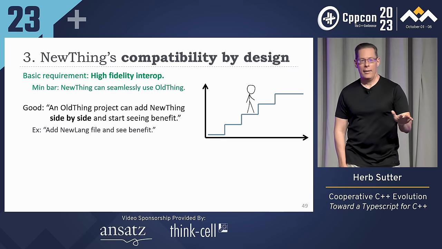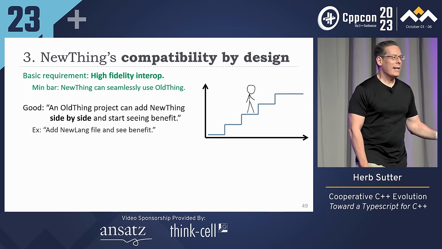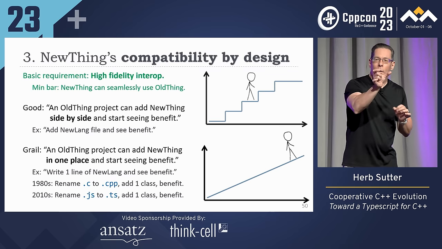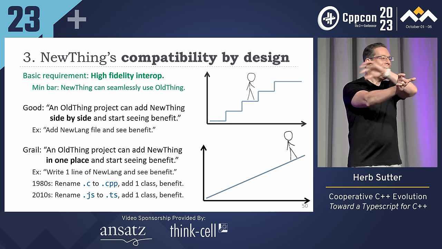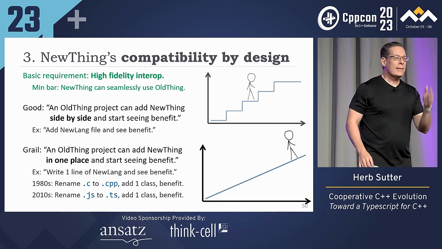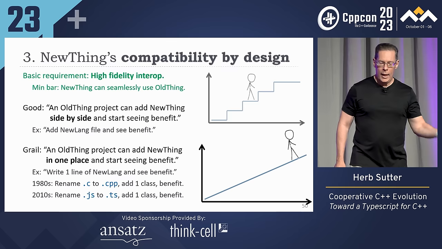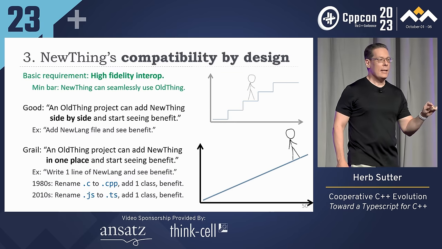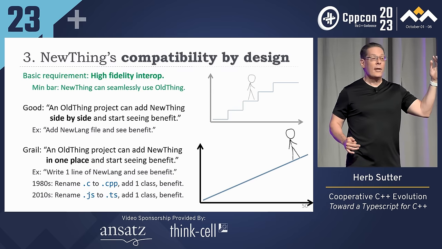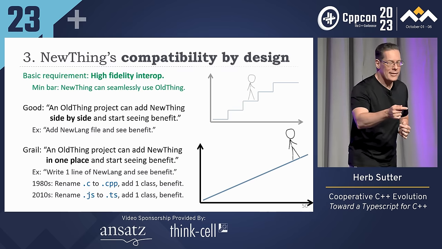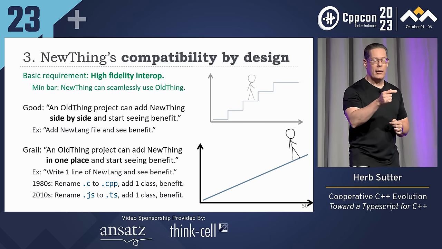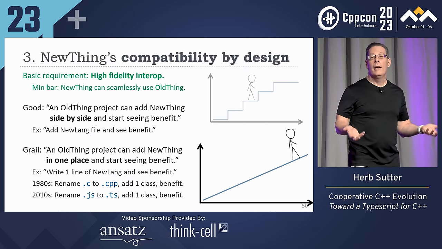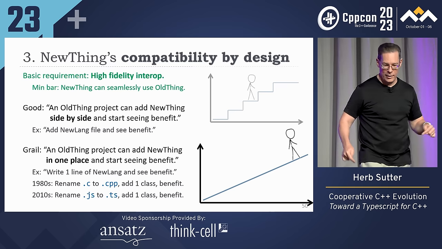But the holy grail, the thing that is just so enticing and easy, is if an old-thing project can add new-thing in one place, if I can write one line of code in the existing project and start seeing benefit. And if that sounds like a pipe dream, Bjarne did it. You could rename pretty much any .c file, it's mostly still true today, rename a .c file to .cpp, and it would still compile, same meaning, you haven't lost anything, and then you could write one class, remember the powerful class, and start seeing benefit. All I did was rename my file extension and add two lines of code, and I can already see benefit. That's seductive, that's why we're here.